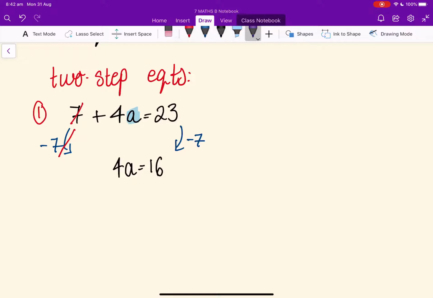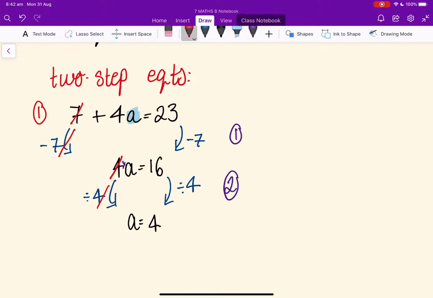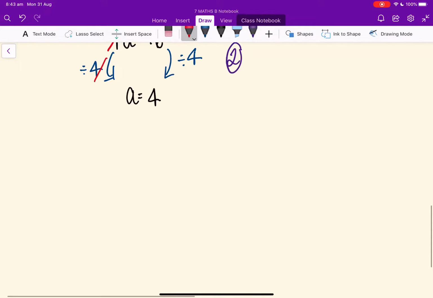Okay, so as I was saying before, when you have a 4 next to an a, you have a little invisible multiplication sign in there because the 4 is being multiplied by a. So what we're going to do is the opposite of multiplication, which is to divide. So I'm going to divide both sides by 4. That means we can cross this off. And then you get a, 16 divided by 4, which equals 4. And then that's your answer. Okay, and can you see why it's a two-step equation? We've got one step, two step. Okay. Let's do 2 more examples with this one.